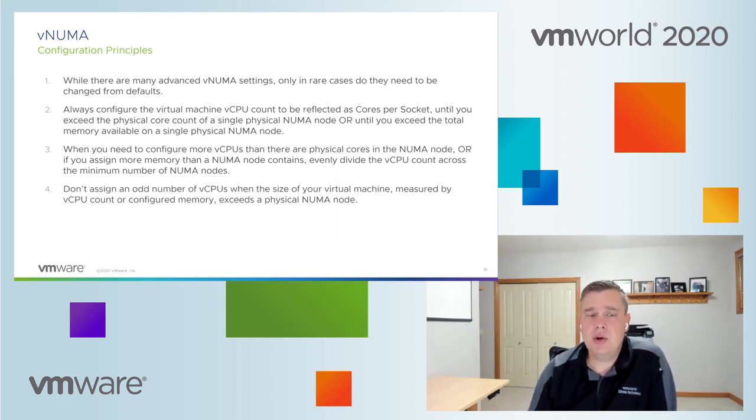Here's one too. Don't assign an odd number of vCPUs to the virtual machine when you've crossed over the vCPU count or the configured memory of the physical NUMA node.